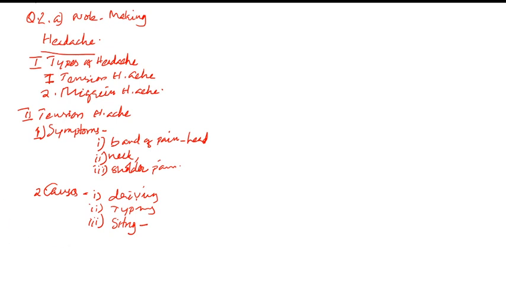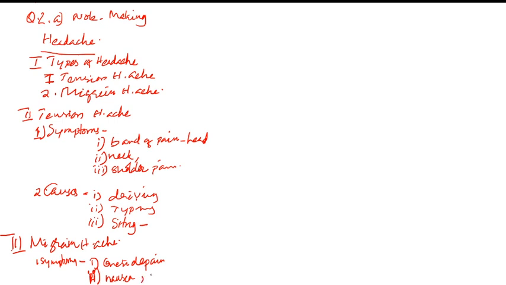And now we come to the third type, third heading. We can write here as third, that is migraine headache. First we can write symptoms. Like one, one side pain, then second, a sub point we write in small Roman letter: certain food symptoms, nausea, irritability, etc.